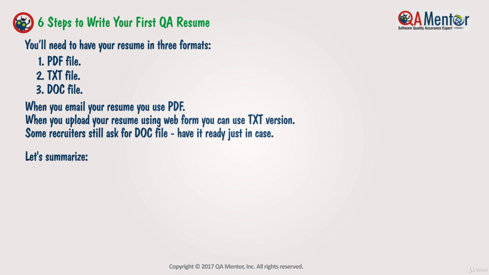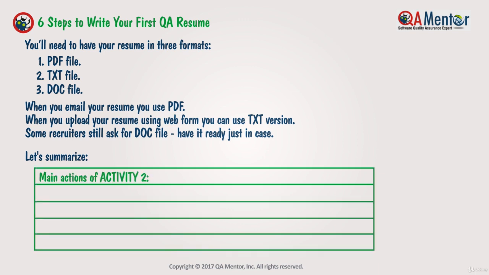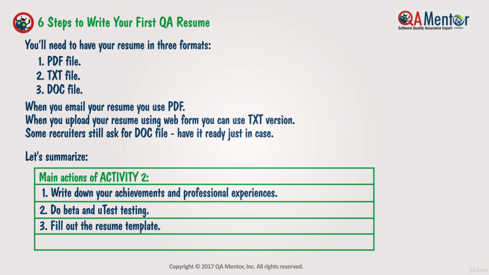Let's summarize the main actions of Activity 2. 1. Write down your achievements and professional experiences. 2. Do beta and uTest testing. 3. Fill out the resume template. 4. If applicable, get an edited version of your resume from a native English speaker.